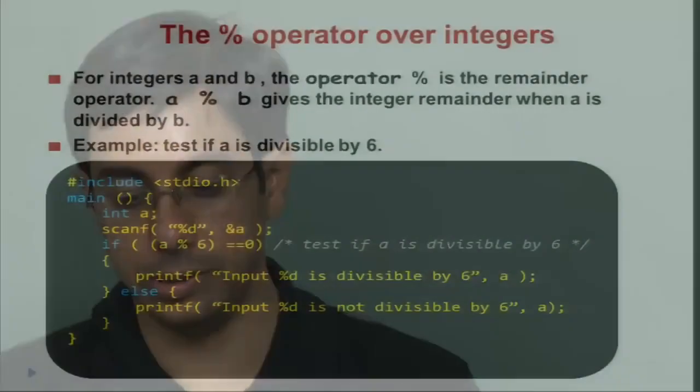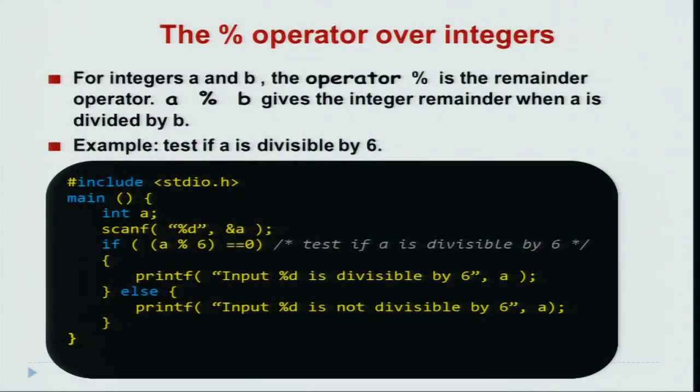Okay. So far we have seen comparison operators like less than, equal to, less than or equal to, and so on. We will see a few more operators in this session. Okay. So let us consider the modulo operator, which we have already seen when we discussed Euclidean GCD. So a % b gives the remainder when a is divided by b.